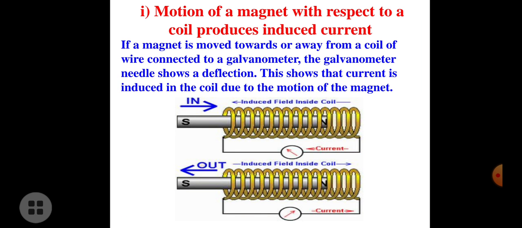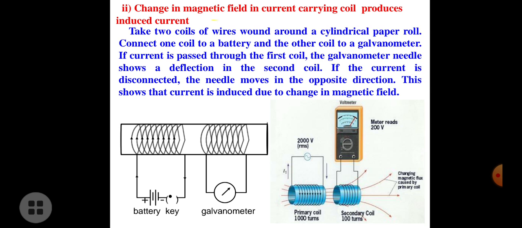Now, what are the methods of inducing current due to a changing magnetic field? As we discussed in two activities, we discussed different methods. On the basis of these two methods, we can write that there are two methods of the induction of current. Number one, motion of a magnet with respect to a coil produces induced current. And number two, a change in magnetic field in a current carrying coil produces induced current in another coil.